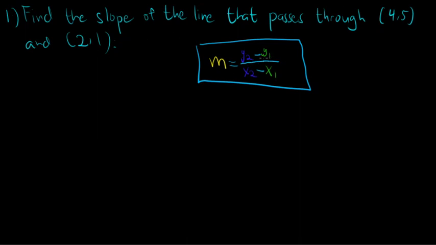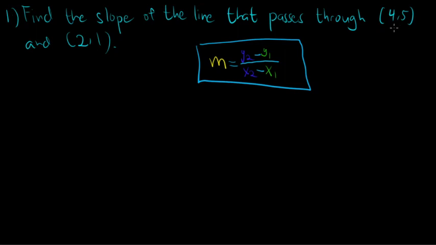y sub 2 minus y sub 1 over x sub 2 minus x sub 1. y sub 2 being the y coordinate of the second point, y sub 1 being the y coordinate of the first point, x sub 2 being the x coordinate of the second point, and lastly x sub 1 being the x coordinate of the first point.